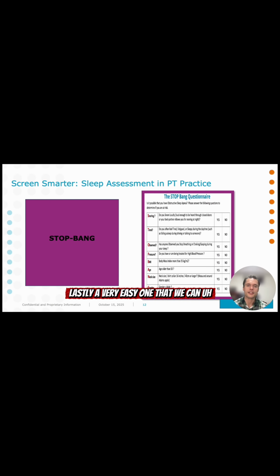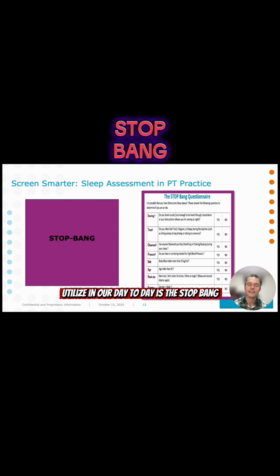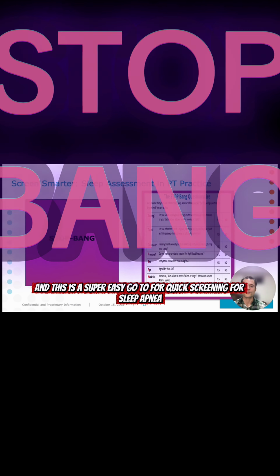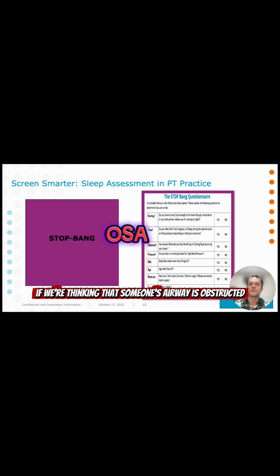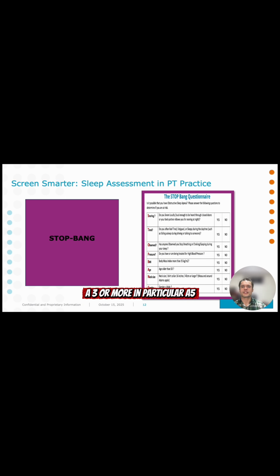Lastly, a very easy one that we can utilize in our day-to-day is the STOP-Bang. This is a super easy go-to for quick screening for sleep apnea. It's just 8 questions, yes or no. We ask about snoring, tiredness, observed apneas. We look at their blood pressure, BMI, other sorts of measures. And if we're thinking that someone's airway is obstructed or has some sort of cardiopulmonary overlap, we may utilize this for those types of populations. For this test in particular, a 3 or more, in particular a 5, depending on where you're looking, is going to be indicative of likely OSA.